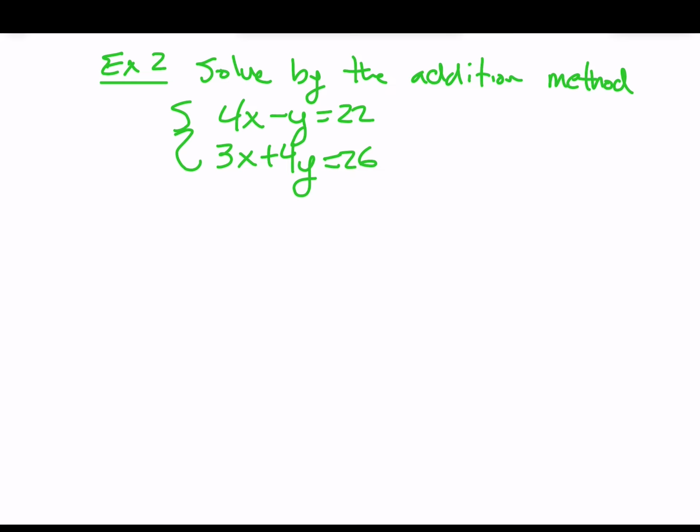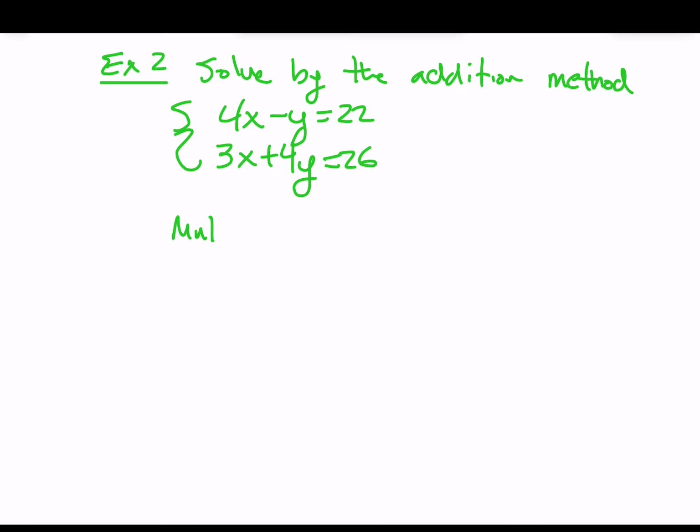Example 2, we want to solve the following system of equations using the addition method. So our first equation is 4x minus y equals 22, and our second equation is 3x plus 4y equals 26. First of all, I'll tell you that we can't just do what we did in example 1. We can't just add those together because we won't get the desired result.